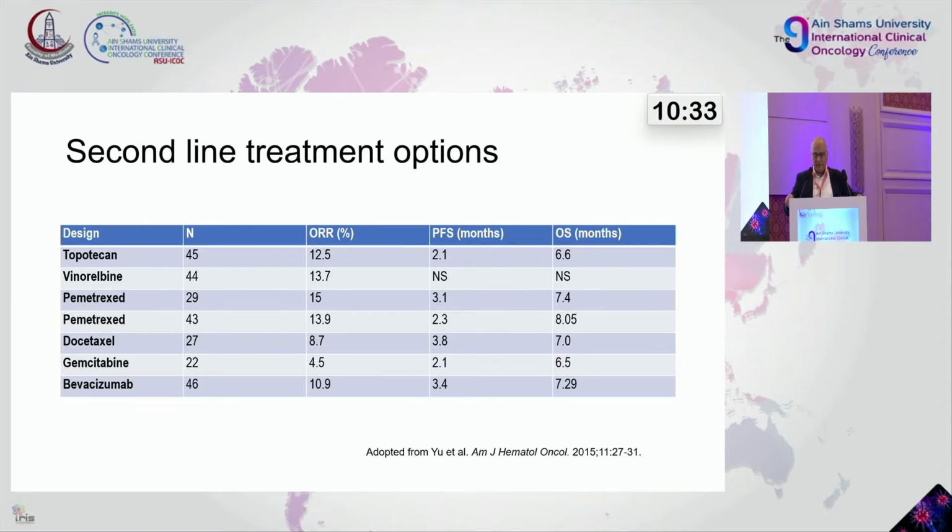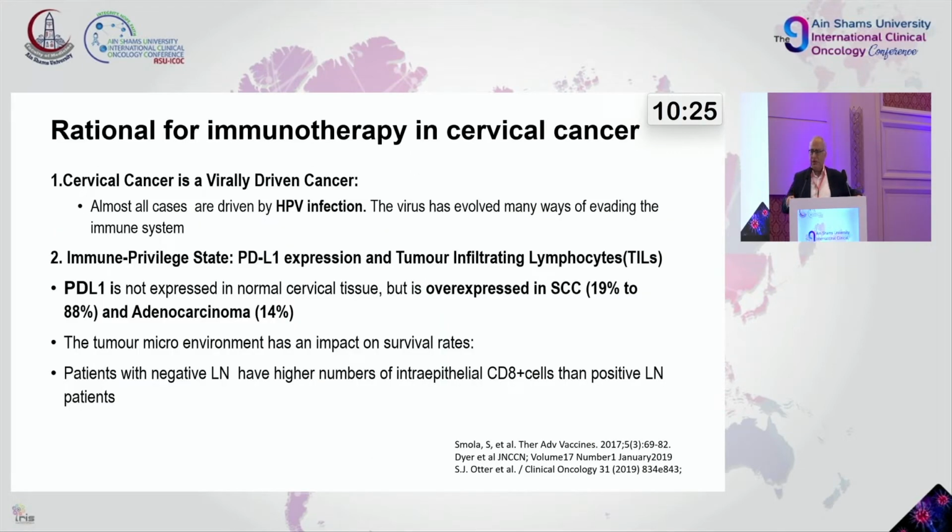The overall survival for second line at maximum is around 8 months. Then we come to the immune therapy, the rationale behind using immune therapy in cervical cancer. First, cervical cancer is virally driven, and most viruses have many ways to evade the immune system. Also, PD-L1 is not expressed in normal cervical tissue, but is overexpressed in squamous cell carcinoma, 19 to 88%, and in adenocarcinoma around 14%.